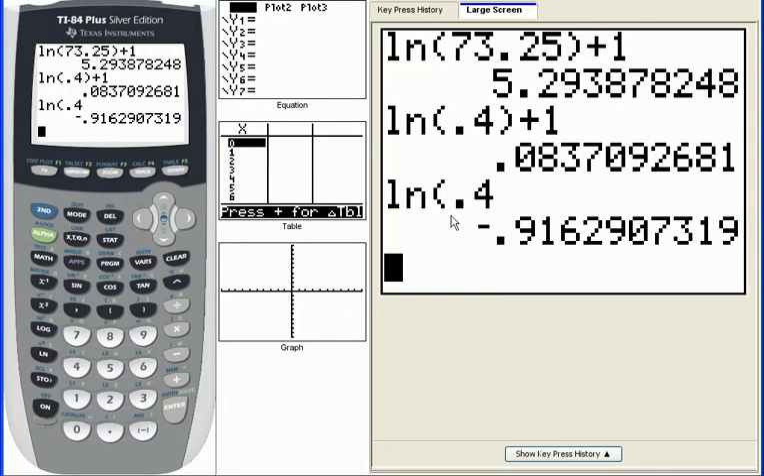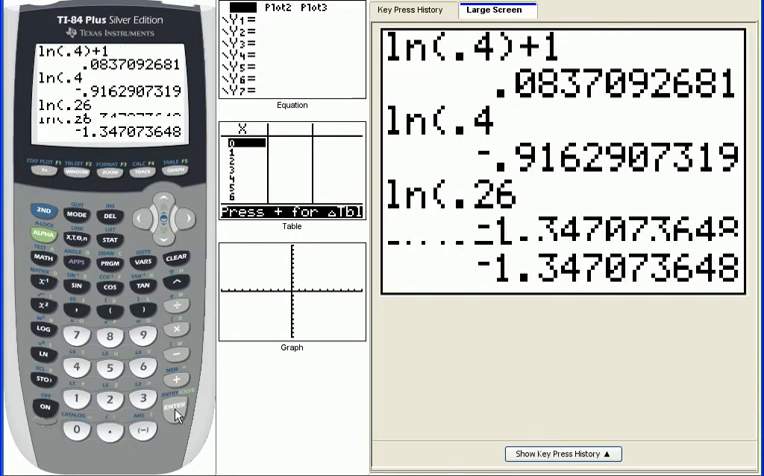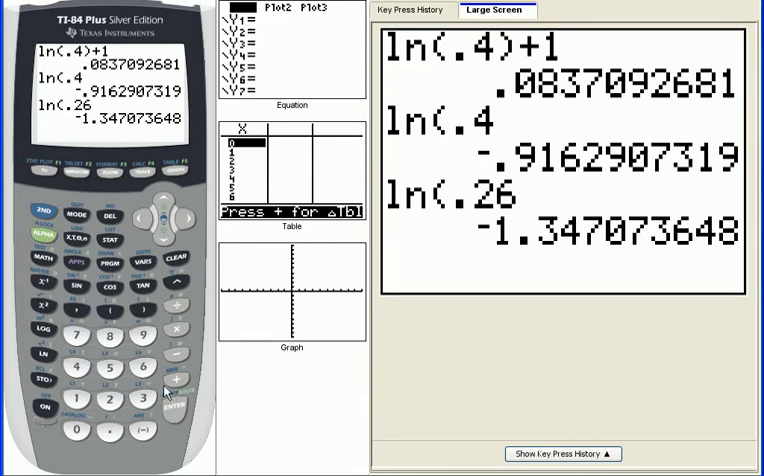Weird, because 0.4 is kind of like a fraction. So maybe there's some kind of relationship between finding the natural log of a fraction and negative values. I don't know, maybe, what if we try like 0.26? Weird. Kind of weird. So, back to the problem at hand though.